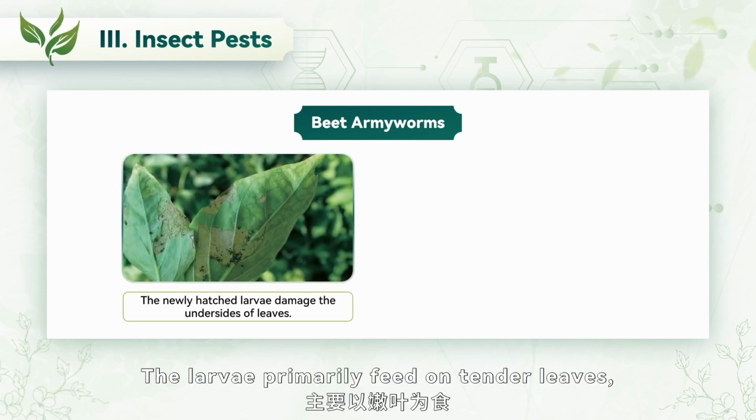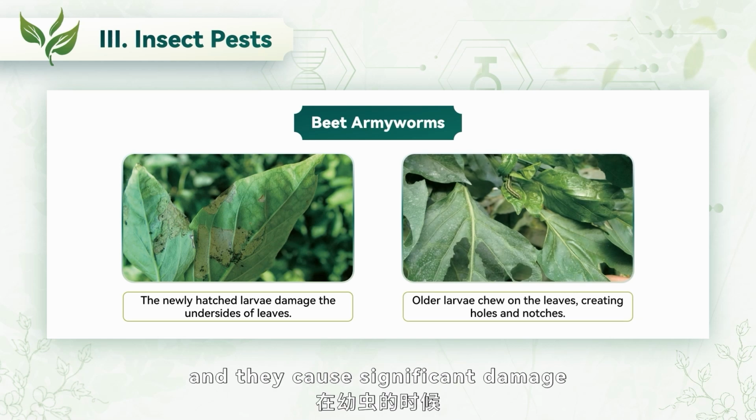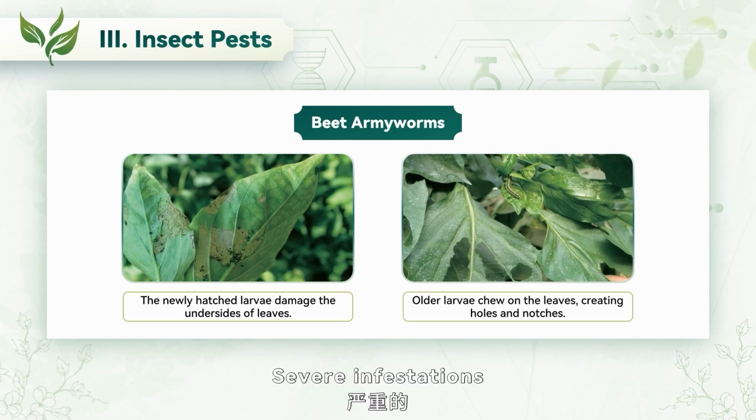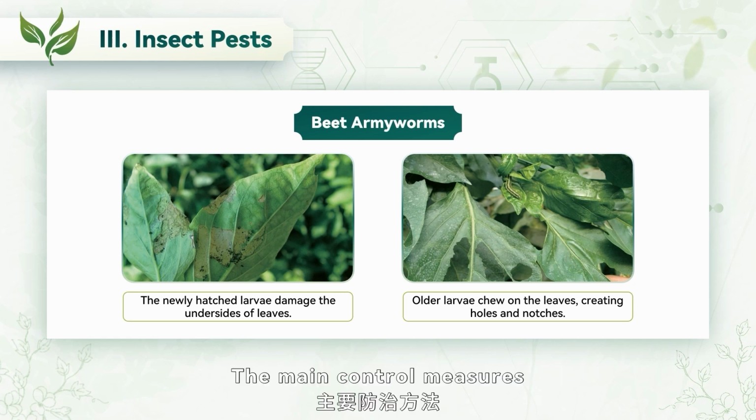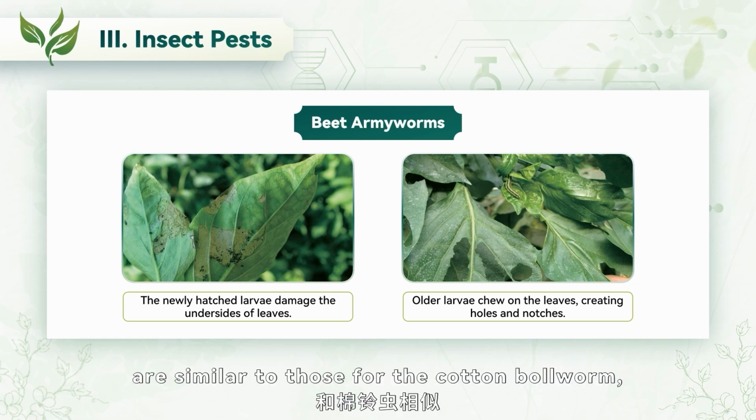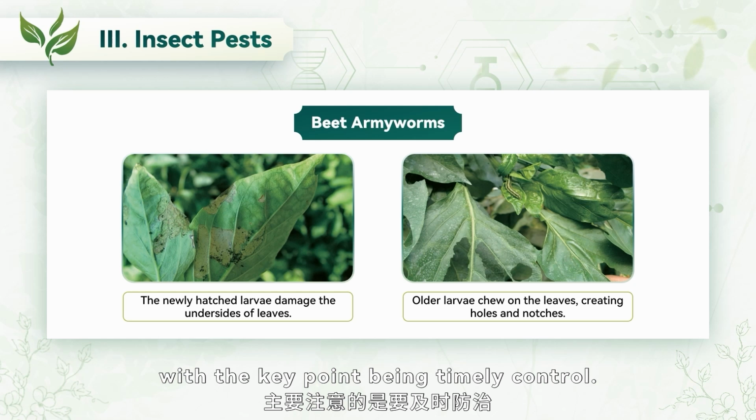The larvae primarily feed on tender leaves, and may cause significant damage during the early larval stages. Severe infestations can completely devour the young leaves. The main control measures are similar to those for the cotton bollworm, with the key point being timely control.